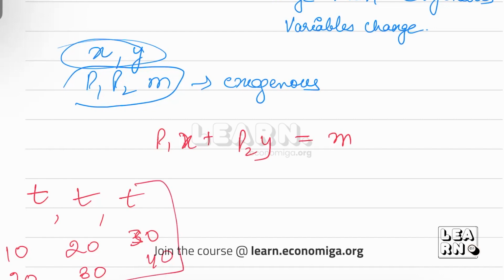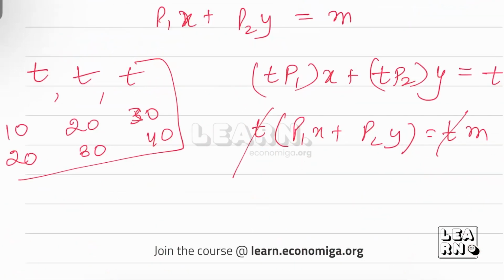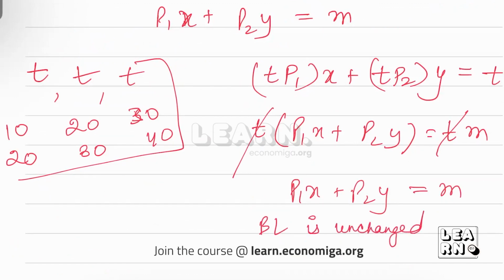Then what happens to your new budget line? So let's see. The new budget line has become TP1X plus TP2Y is equal to TM. Now T will be common from this end, and T is this, right? T will get cancelled, and P1X plus P2Y will be equal to M. So the budget line is unchanged. This phenomenon is called money illusion.